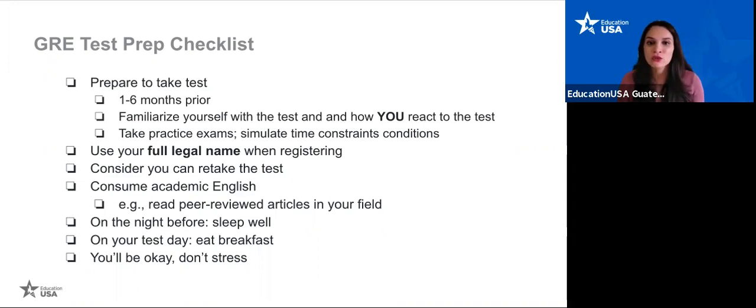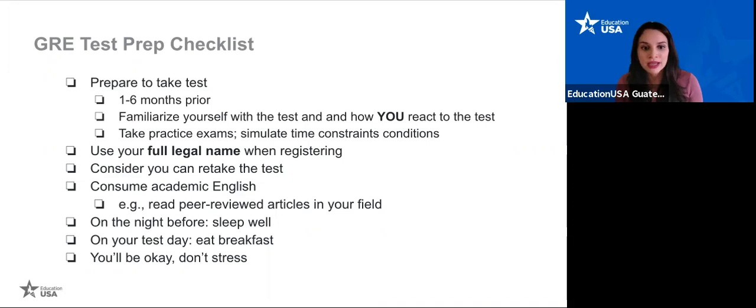Remember, please, to use your full legal name when registering for any exam, even if it's the SAT, ACT, or any other exam. When it comes to legal names, please add all the names that you may have. And then consider that you can retake the test. Don't be too upset if you don't do as well as you expected. You can take it again, and you will have learned from this first experience.